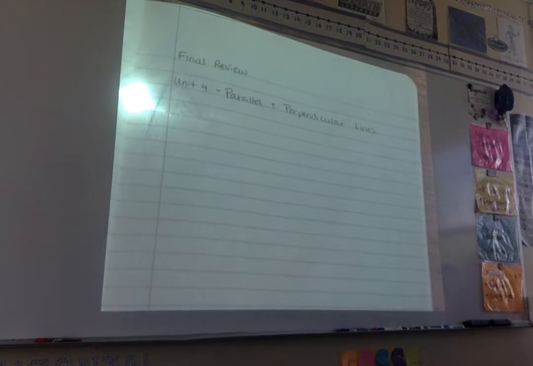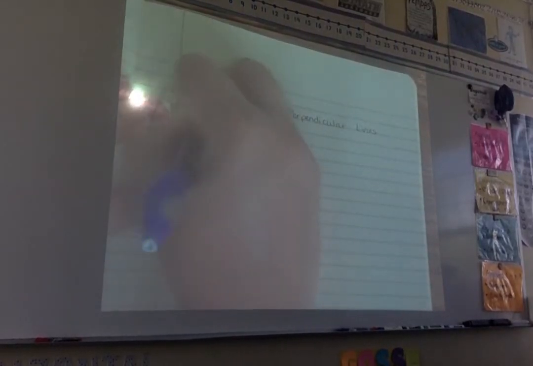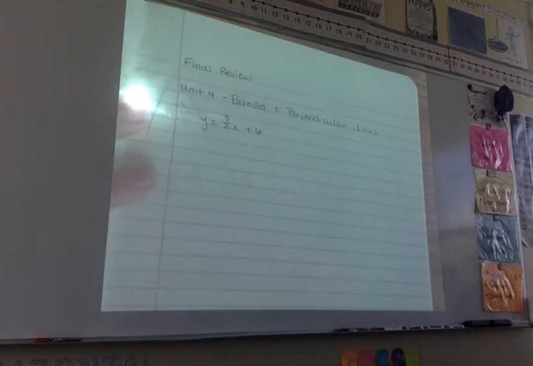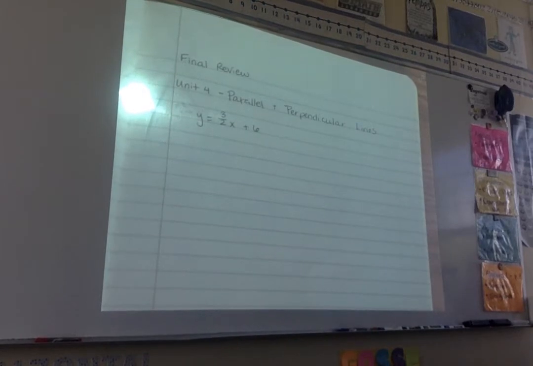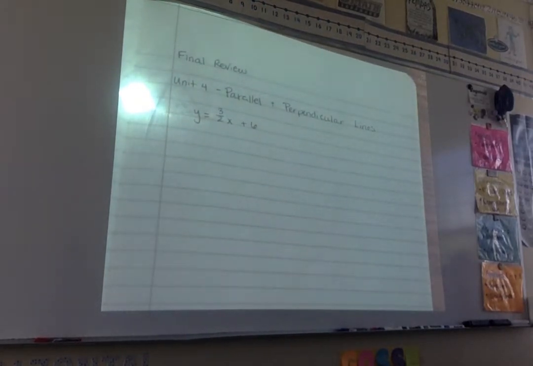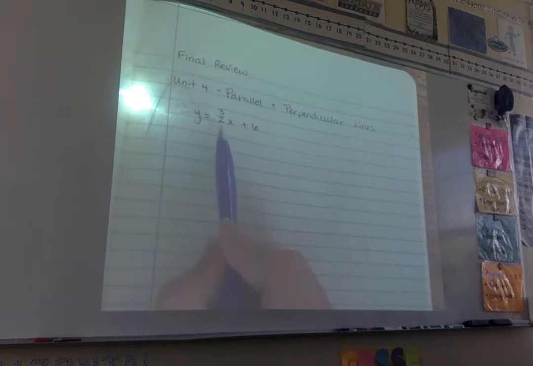So I'm going to give you a practice equation like this: y equals 3 halves x plus 6. You'll be given an equation like that. Take a look at my old file to see what kind of questions I asked about it. It'll be a multiple choice question, but the main thing you need to be able to do in order to identify if it's parallel or perpendicular is look at the slope.